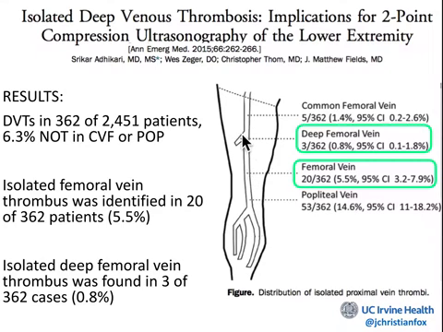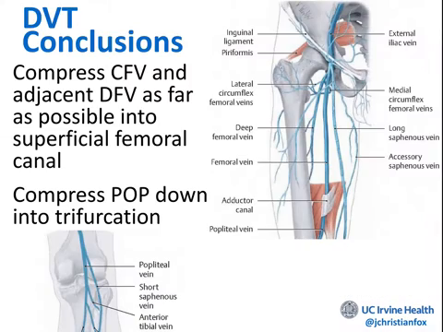So if you add up the deep femoral vein and you add up this area here, you get to 6.3% of the time you could miss a clot that wasn't up in the common femoral and the popliteal system. So the take-home message is come all the way down the leg and get into this area that's hard to insonate as best you can so you don't miss a clot in here. So that's the main conclusion.